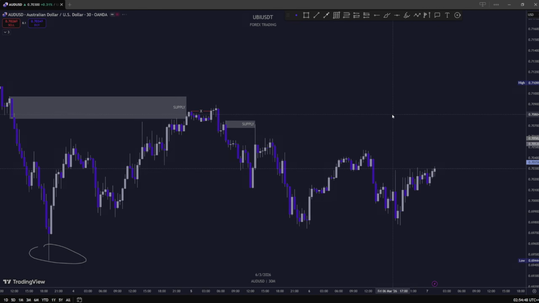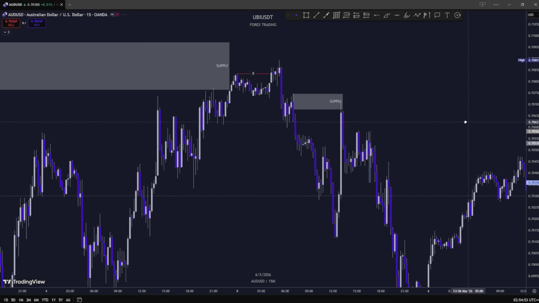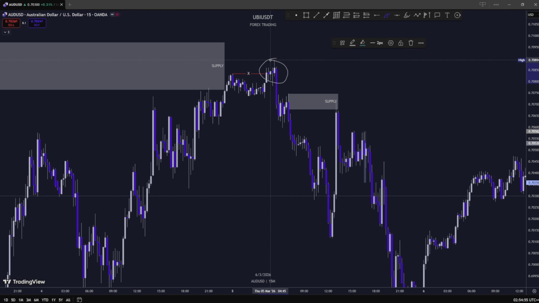We can switch to the 15-minute time frame, and first of all, I see that we have manipulation right here and a change of character. So this is our change of character. It is indicating that sellers are now in power because we just mitigated supply and price is ready to go downside. So we had a drop.